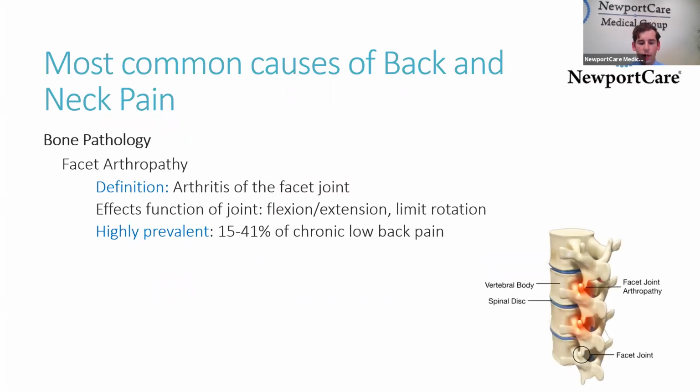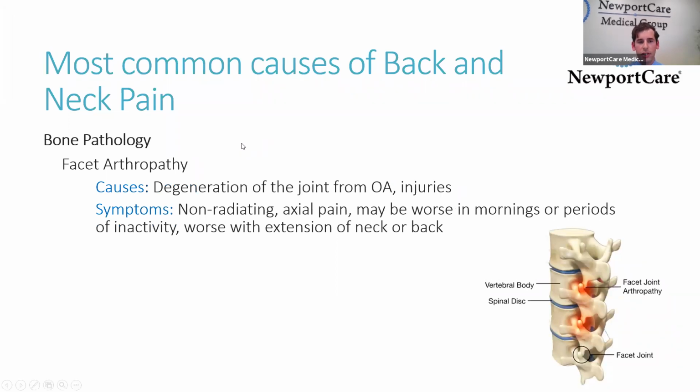So now we're going to talk about one final cause of neck and back pain, facet arthropathy, or arthritis of the facet joints that we had mentioned a little bit earlier that are located back here in the posterior spine. Facet arthropathy is the arthritis that really disables the function of the facet joint, so our range of motion that we typically get from this joint is impaired. It is a very highly prevalent cause of chronic low back pain. Studies have shown 15 up to 41% of those with chronic low back pain might have facet arthropathy as the cause.